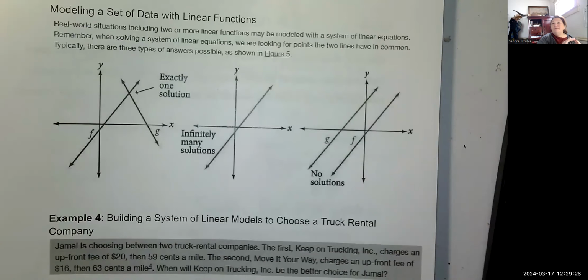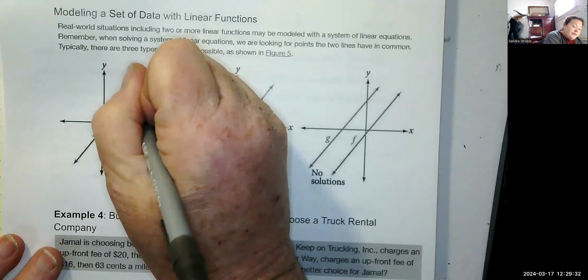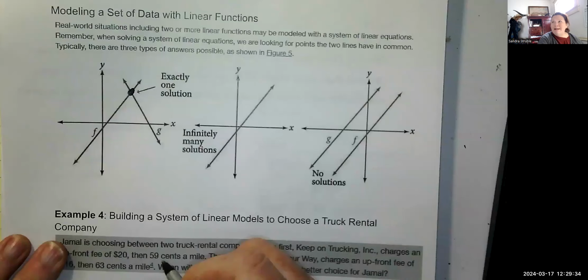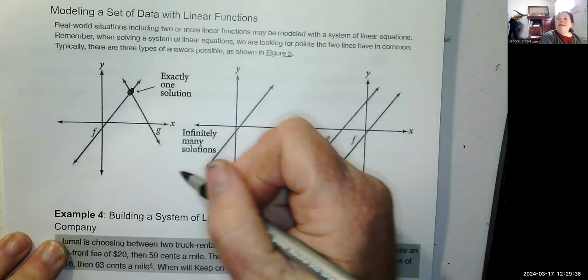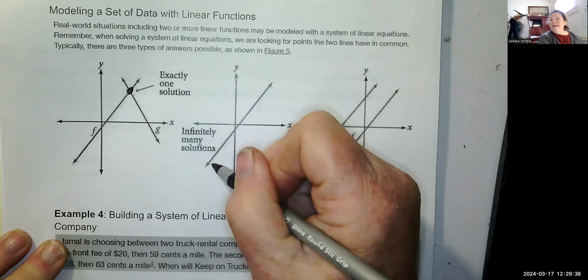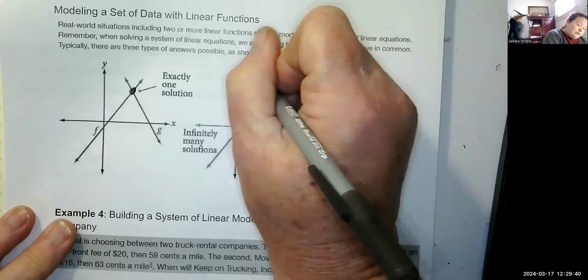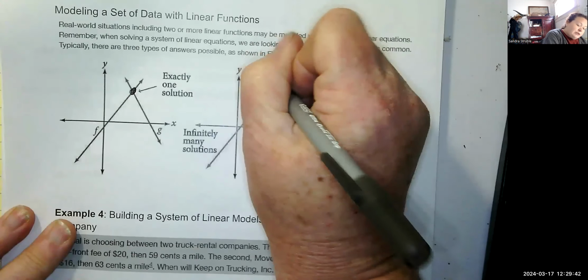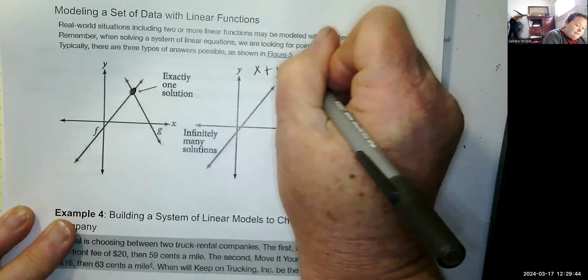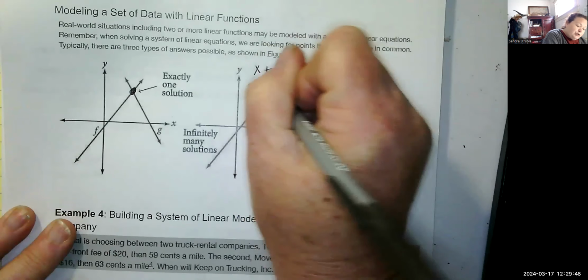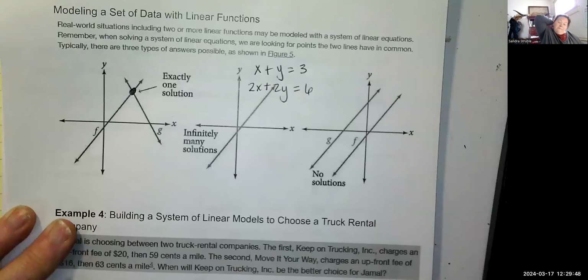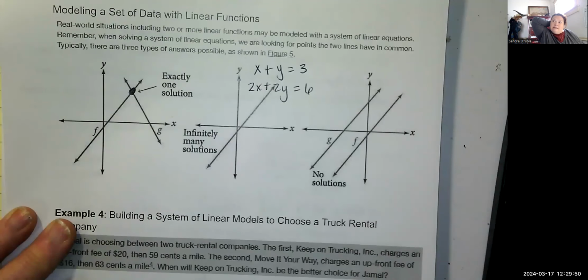Typically, there are 3 types of answers. Only one solution. That means they cross each other only once, and the place that they cross each other is that solution. Infinitely many solutions means that they're the exact same lines. So say that we have x plus y is equal to 3 and 2x plus 2y is equal to 6. They're the exact same lines, okay?